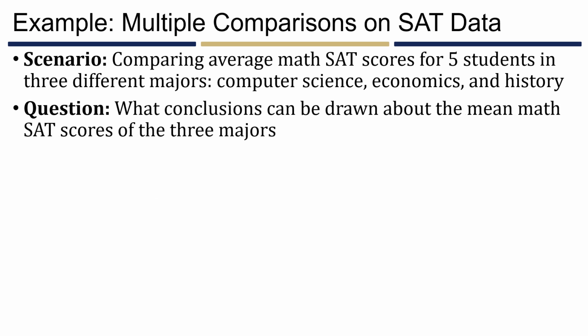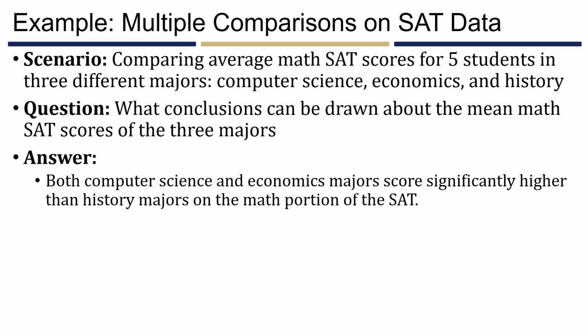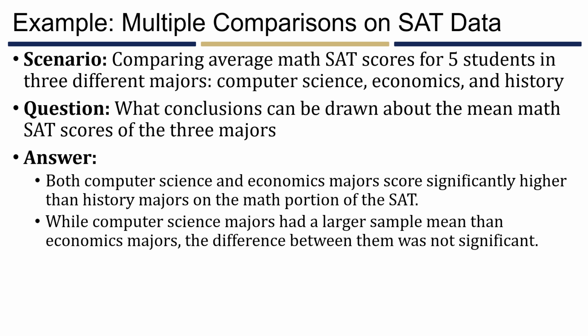So in terms of what we're able to conclude here, we can say that both the computer science majors and the econ majors scored significantly higher than the history majors on the math portion of the SAT, because both of those confidence intervals were entirely positive, and we had the history majors second in the order of subtraction in both of those intervals.